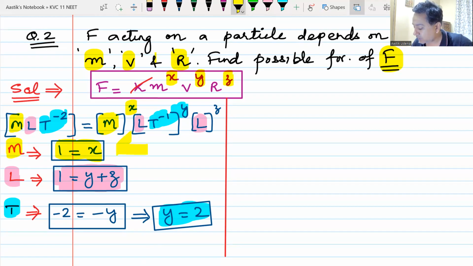X is already solved, 1. What is the value of Z, my dear friends? What is the value of Z? Can't get the value of Z from here. Remember, simple maths, high school maths. 3.